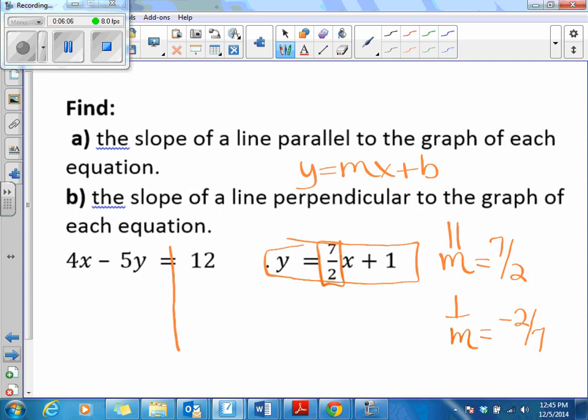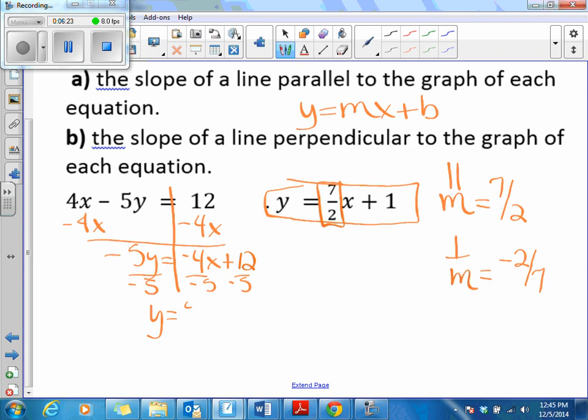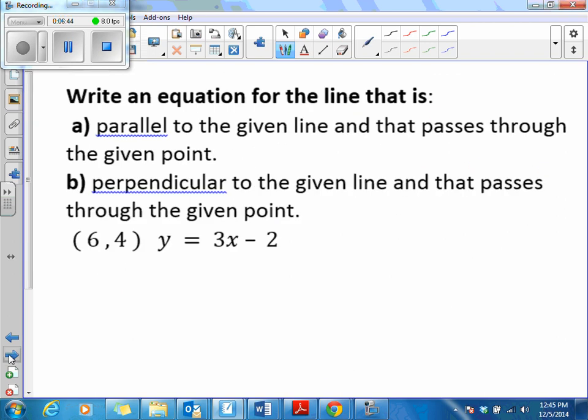Here I need to solve for y. So I'm going to subtract 4x from both sides. I have -5y equals -4x plus 12. Then I'm going to divide every stinking term by -5. So y equals 4/5 x minus 12/5. So here, the slope of a line that's parallel is going to be the same, 4/5. The slope of the line that's perpendicular is -5/4.